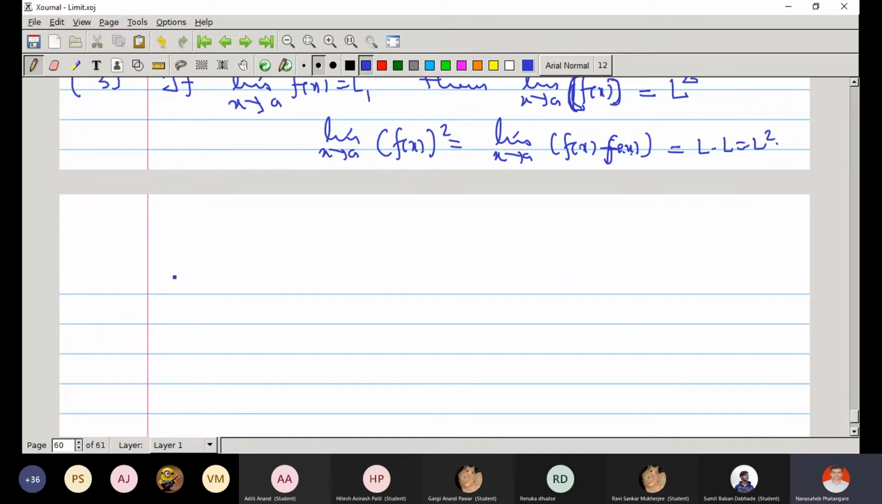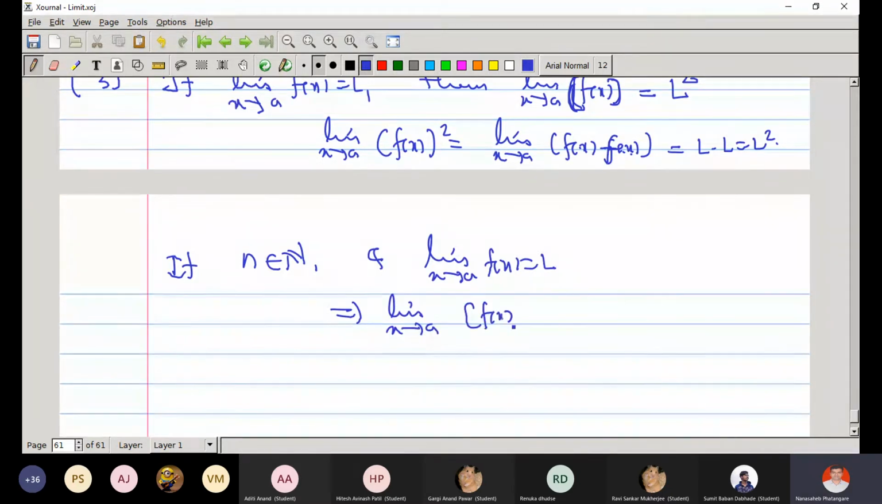Can this be extended? So if n is a natural number, any natural number, that means n is greater or equal to 1, and limit x tends to a, f of x is equal to L. From this, can I say that limit x tends to a, f of x whole square, whole raised to n? What can I expect? I am taking the nth power of f x. L to the power n. Right, L to the power n. It is obvious by induction.